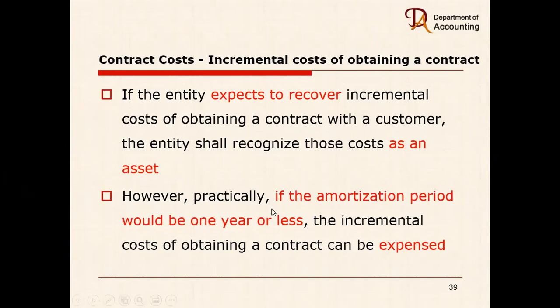Further, it says, however, practically, if the amortization period is 1 year or less, the incremental cost of obtaining a contract can be expensed. So if the contract is for 1 year's time, then there is no point in capitalizing that incremental cost, simply treat it as an expense. That's what it says. But මෙතන කියන්නේ මොකක්ද කාරණාව?